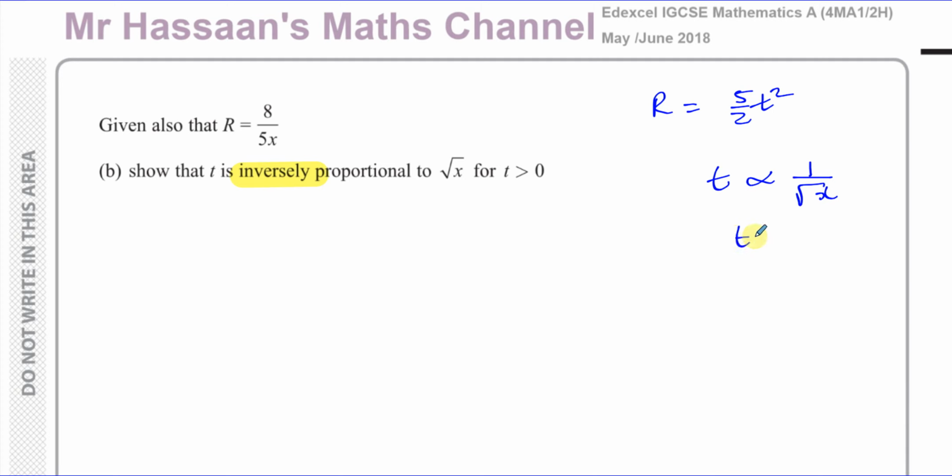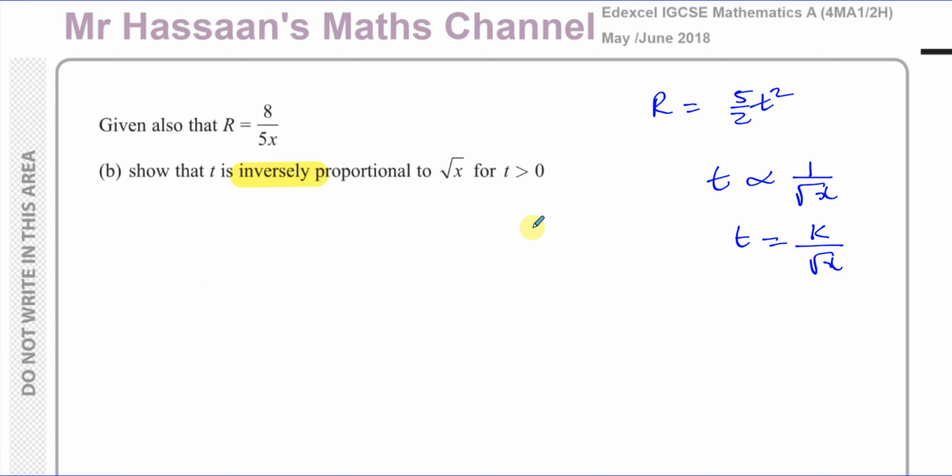So we have to prove that T is going to be some constant divided by root x. Inversely proportional means proportional to 1 over whatever it's proportional to, root x. That means T is equal to a constant divided by root x. That's the difference between inverse and direct proportion. So T is inversely proportional to root x, so T is equal to K over root x. We've got to show that we can write an expression with T and x in it, which gives us something that looks like that.